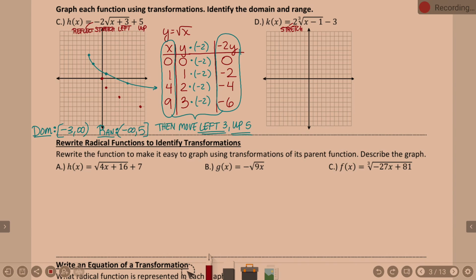What else? Did I hear right? Okay. The -1, it's under the radical. It's with the x, so left to right, opposite the sign. So right 1. And the -3 tells me what? Down 3.